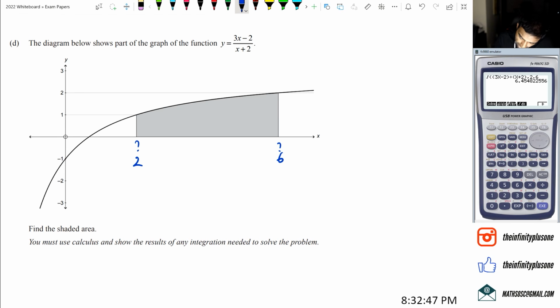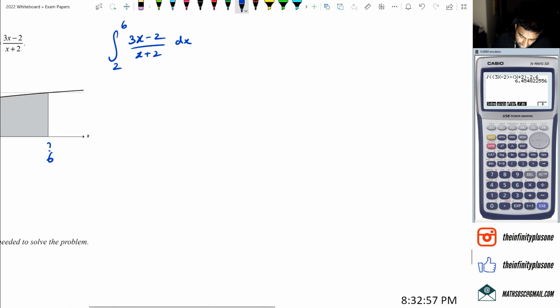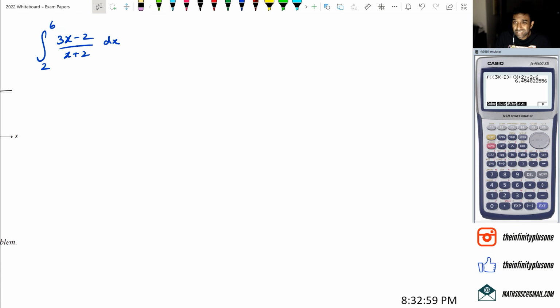So I've got (3x minus 2) over (x plus 2) dx, and this is between 6 and 2. So as I said to you guys before, you can actually do long division for this, or you could do u substitution. Now I'm going to do long division because it's literally one step here. So I've got x plus 2 and 3x minus 2. I've got to multiply by 3.